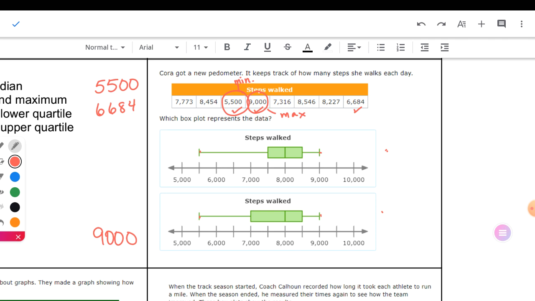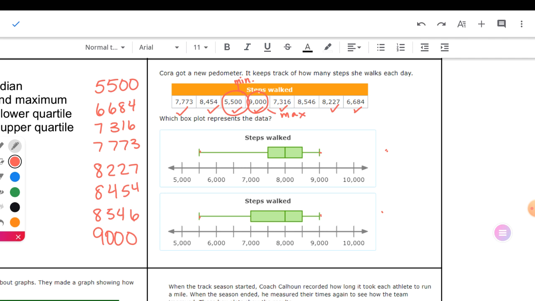What would come next? Paxton? 7316. Check. Next. Kendall? 7773. Check. Parker? 8227. Check. Lori? 8454. Check. Last one, Caden? 8546. Now, what do you notice about the Q?